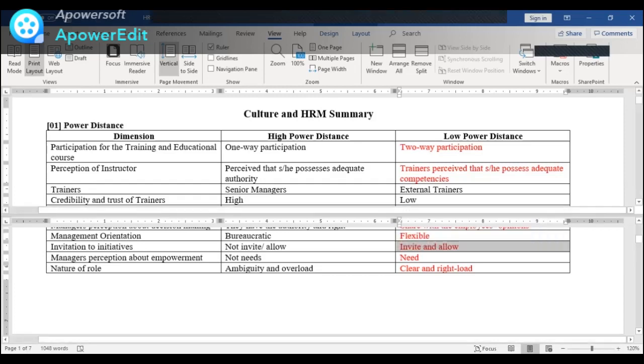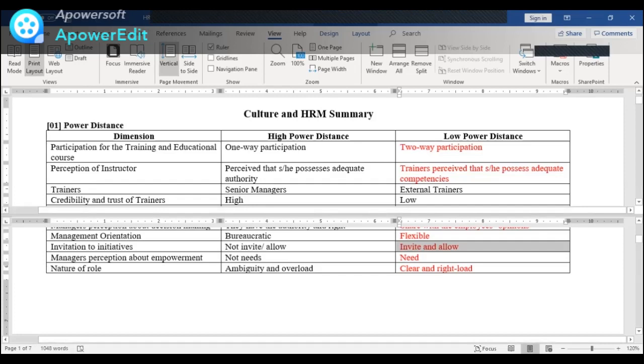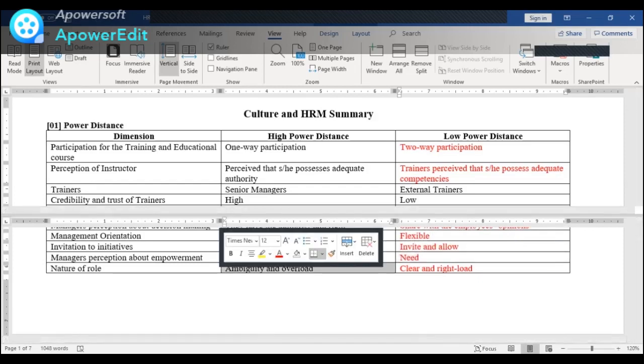Then managers' perception about empowerment. Managers perceive empowerment is not a thing for the workers under high power distance context. However, under low power distance context, managers perceive empowerment is essential. The nature of role. All the workers' roles are ambiguous and overloaded in high power distance culture. However, the roles are clear and right-loaded in low power distance culture.